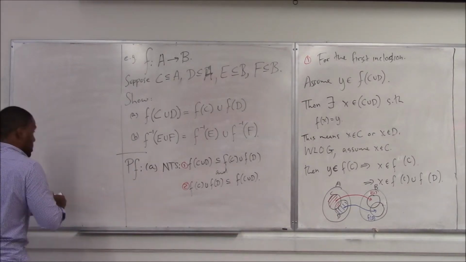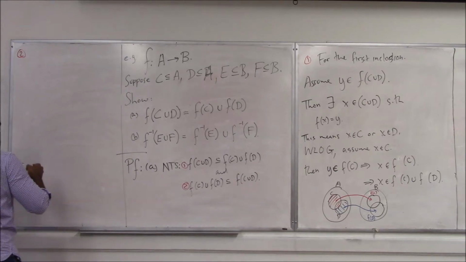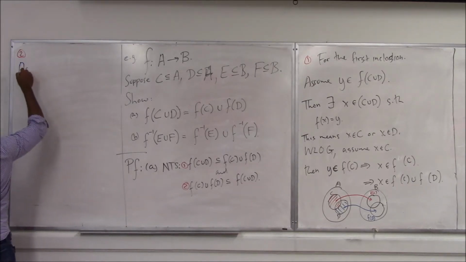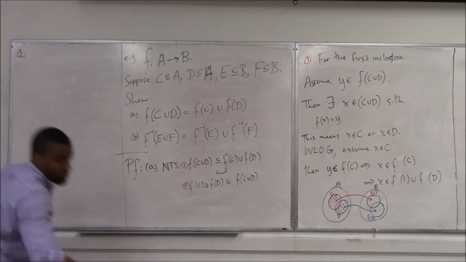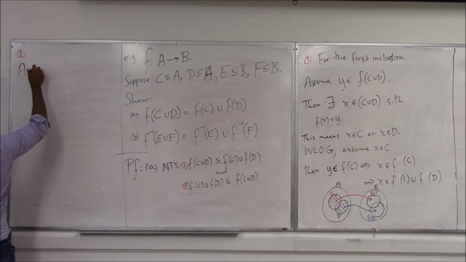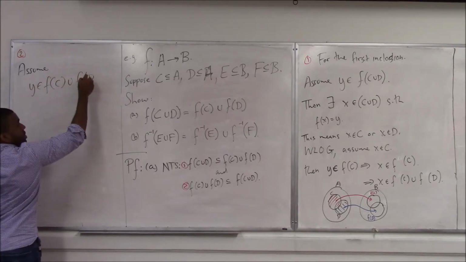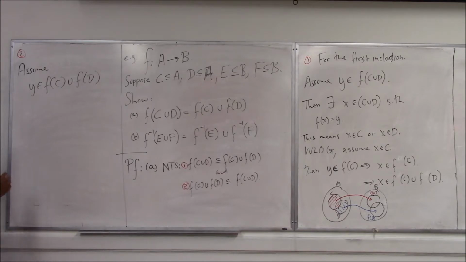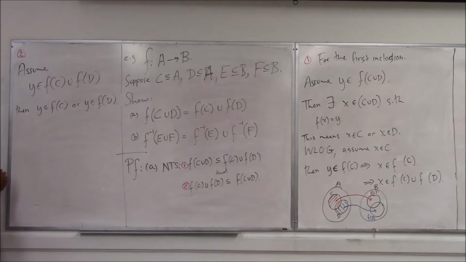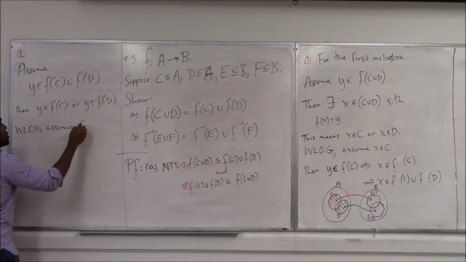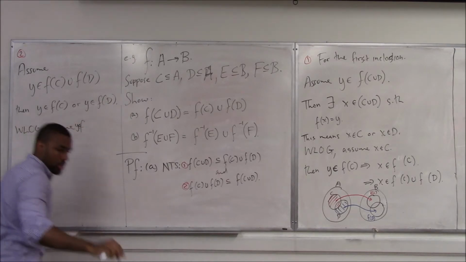That proves the first inclusion. What about the second one? Assume the other way. Y is an element of f of C union f of D. Then we know that Y is either in this guy or Y is in that. Without loss of generality, assume Y is in this guy.